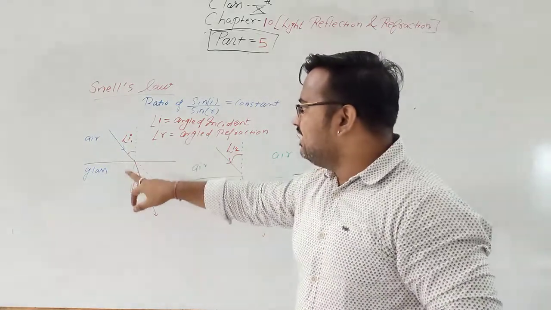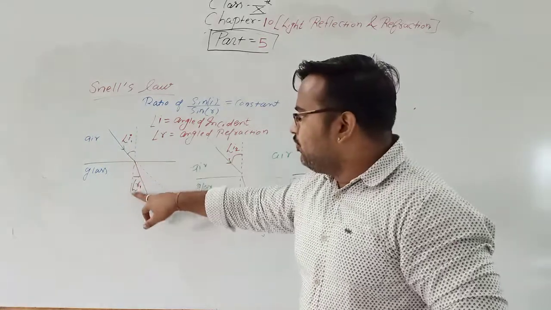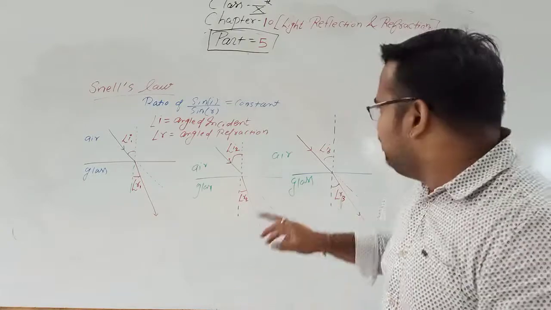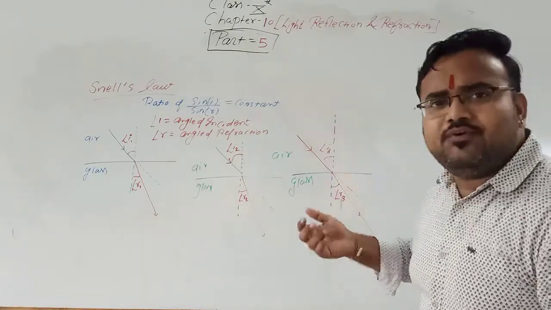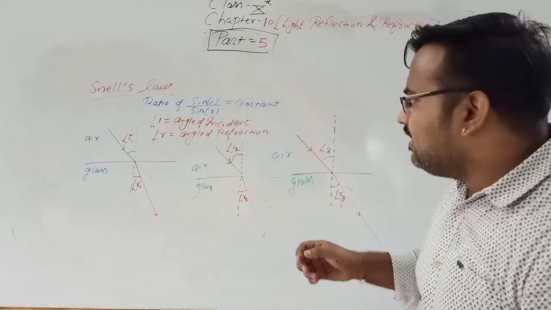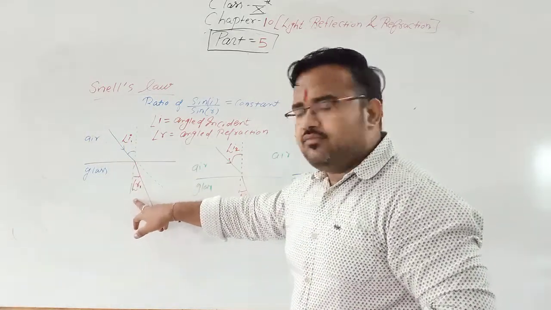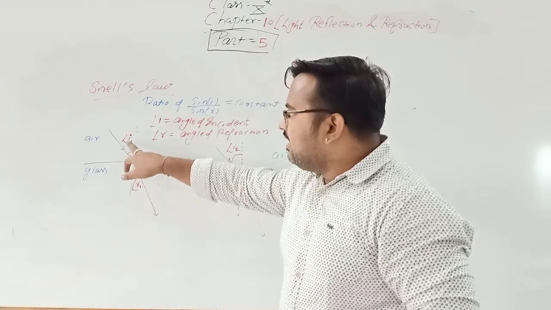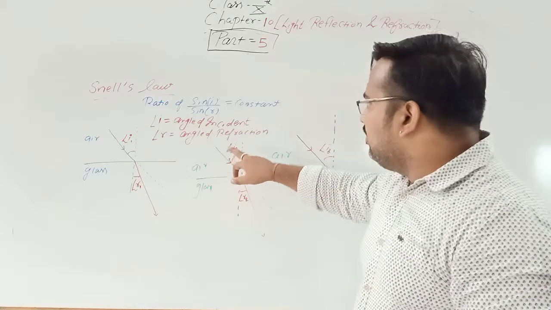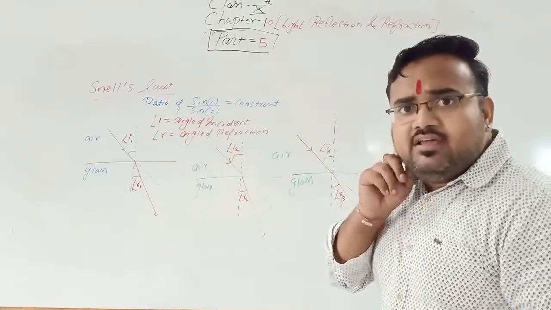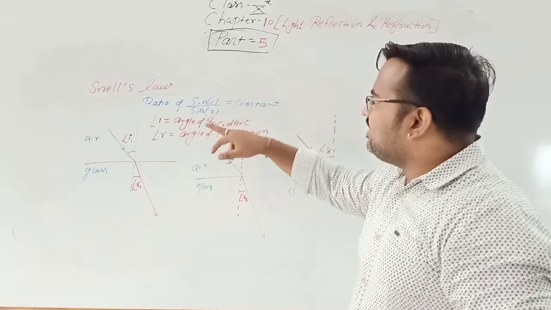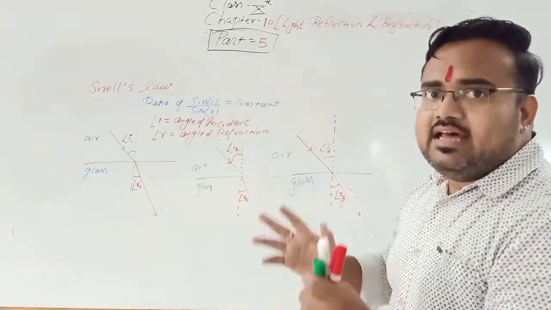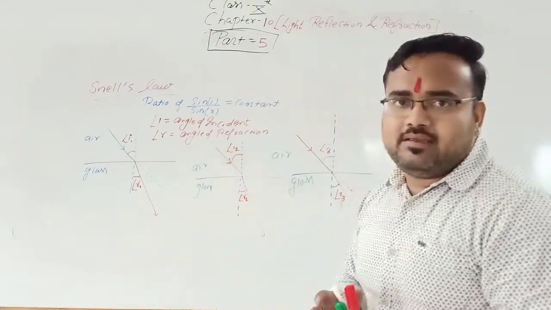Clear? Suppose this is 20 degree, 40 degree: the ratio is 1 by 2. 30 degree, 60 degree: 1 by 2. For example, 45 degree, 90 degree: 1 by 2. Suppose this is an angle of 10 degree, so this is 20 degree: again 1 by 2. So the ratio of sin I upon sin R would be constant if the medium remains the same.